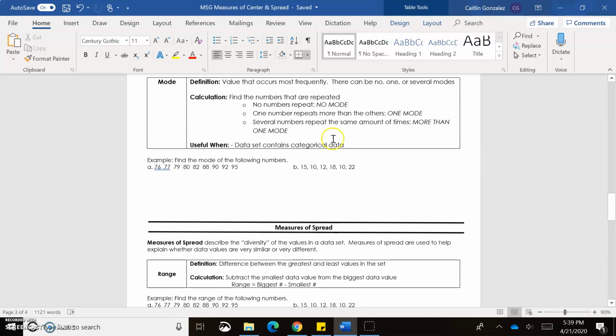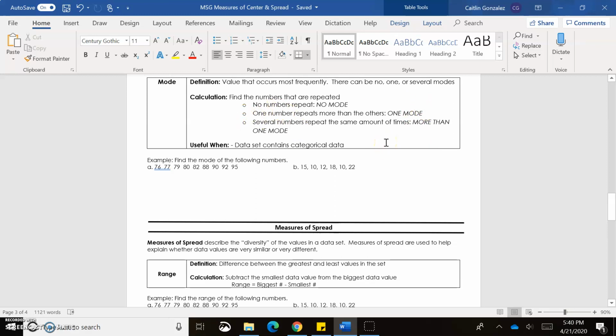Mode is another one you guys are familiar with. It is the value that occurs most frequently. You can have no mode, you can have one mode, or you can have multiple modes. So if there are no numbers that repeat, then you have no mode. You can have multiple numbers repeating, but if there's one number that repeats more than the others, then you only have one mode, and it's whatever that number is.